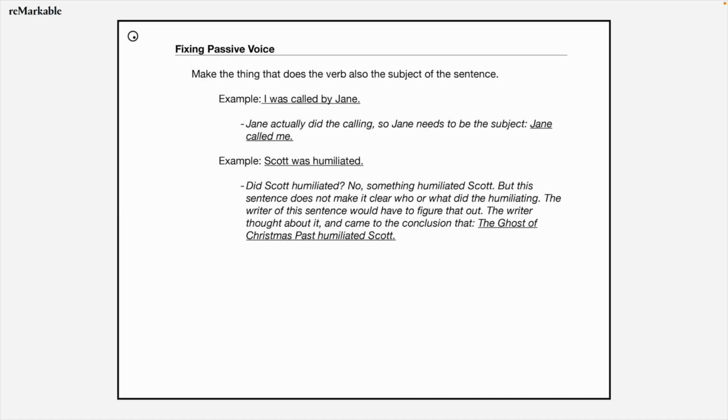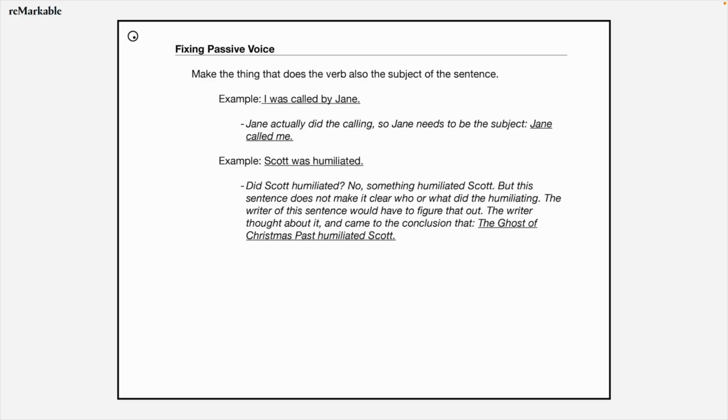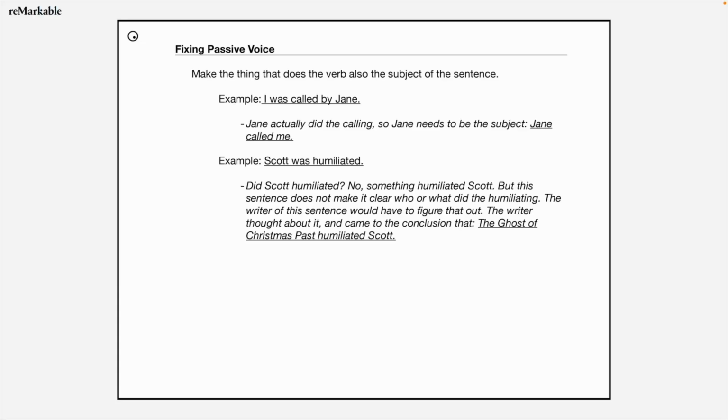Now, how do you fix the passive voice? Because it's relatively easy to find, it's much harder to fix. So, an easy way to put it, make the thing that does the verb also the subject. So for example, I was called by Jane. Jane did the calling, so how can we rewrite the sentence so Jane is the subject? Jane called me. Another example, Scott was humiliated.